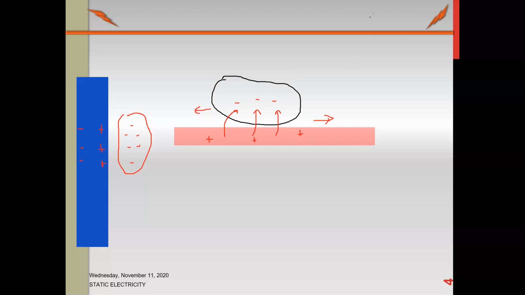How will you know which material will lose and which will gain? You don't have to learn this order. You just have to understand the idea that if a material loses electrons, it will be positively charged. And if the material gains electrons, it will be negatively charged.